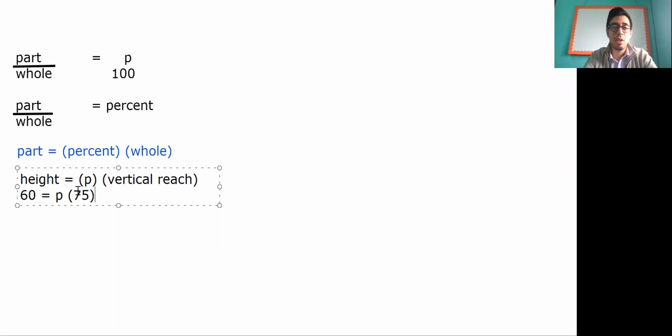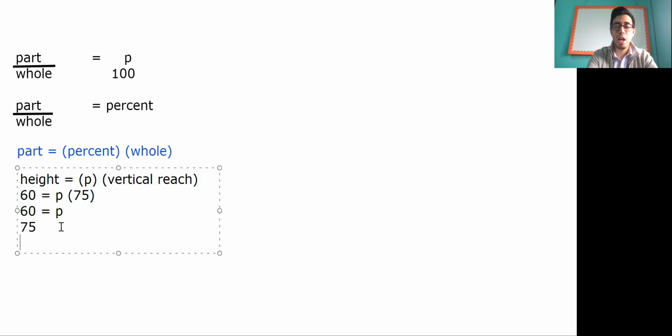So you can isolate this variable by passing the 75 that is multiplying to the other side to divide. So you have that 60 over 75 is going to be equal to p. So what's the value for the variable p? I have that p is equal to 0.80. So Maria's height is 80% of her total vertical reach.